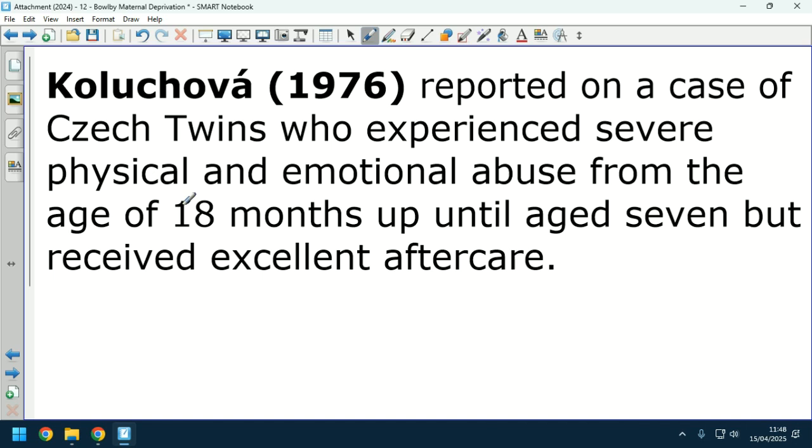Now, you might have come across the Czech twins when you're looking at case studies, or you might have come across a case study by Jeannie, and the case study of Jeannie does demonstrate that when you have poor aftercare and things happening within that aftercare, the emotional damage remains. But this was a specific case study looking at these two twins whose mother dies at an early age, and when the father remarries, the evil stepmother locks them in a cupboard and basically causes them a lot of physical and emotional abuse over a long period of time.